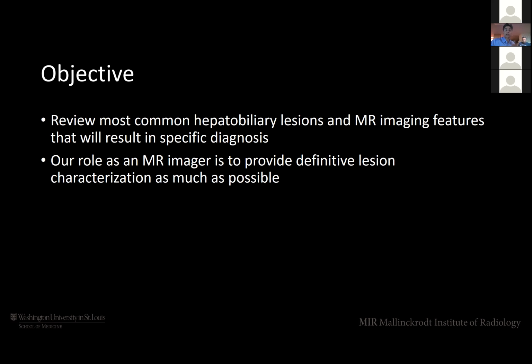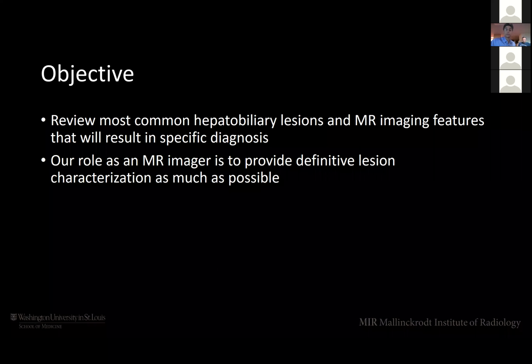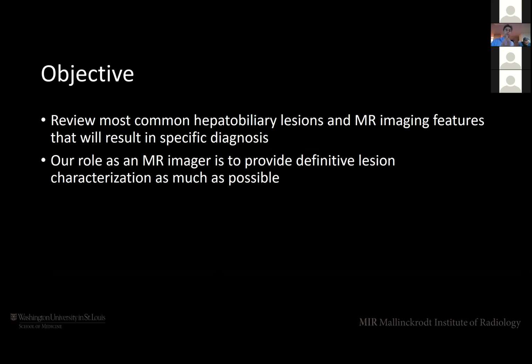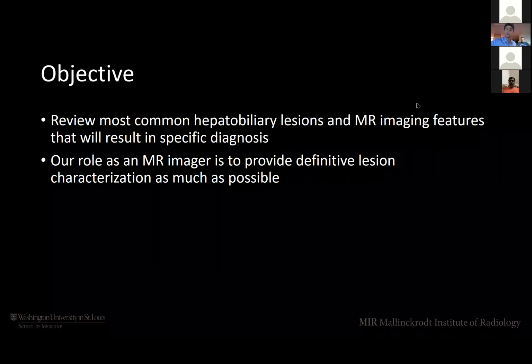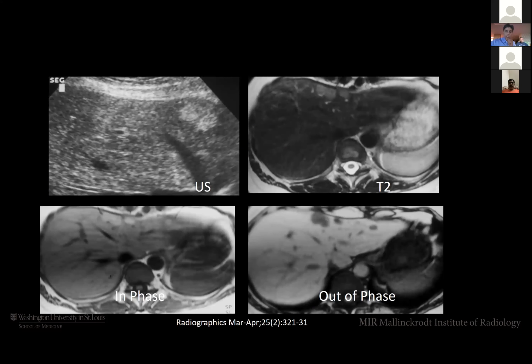As a matter of fact, I'm not going to spend much time on hepatocellular carcinoma or hepatic adenoma, some of the common lesions, but I want to share with you some of the different lesions that we come across and the common benign lesions that we have to make a diagnosis, and not just simply state that there is a lesion in the liver. Our role as an MR imager is to make a specific diagnosis or a definitive diagnosis as much as possible so that we can guide our clinical colleagues as to what to do. So let's start with this.